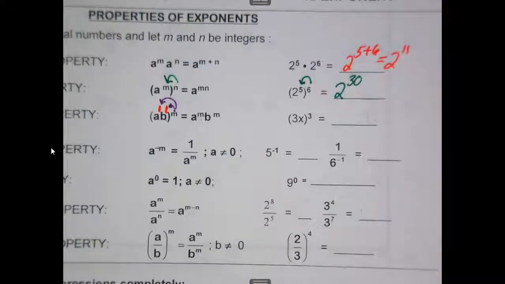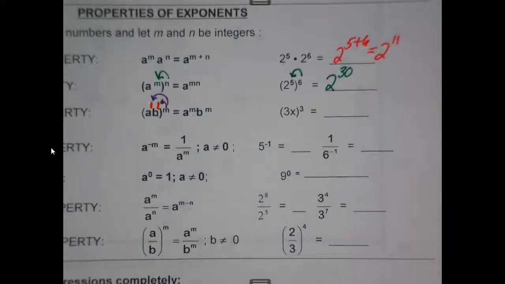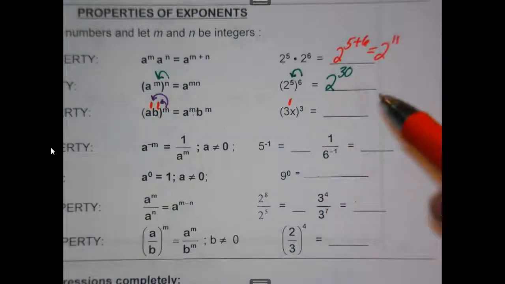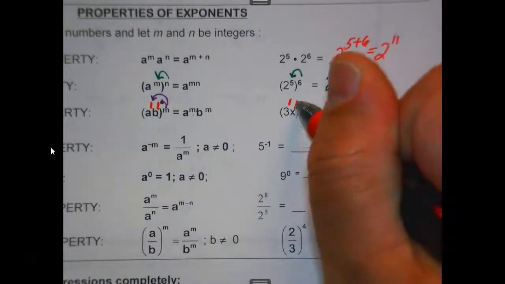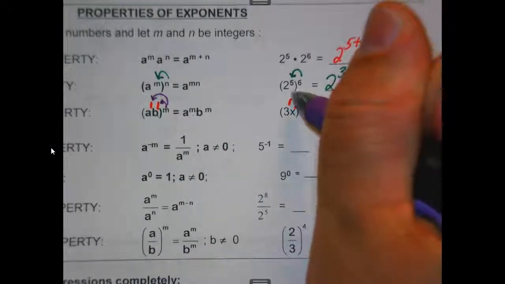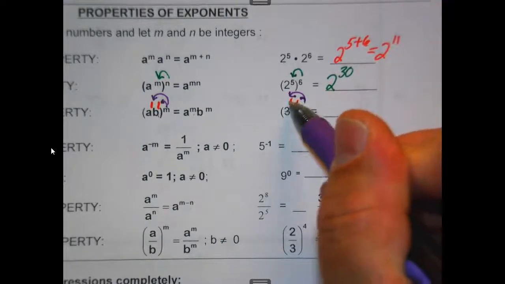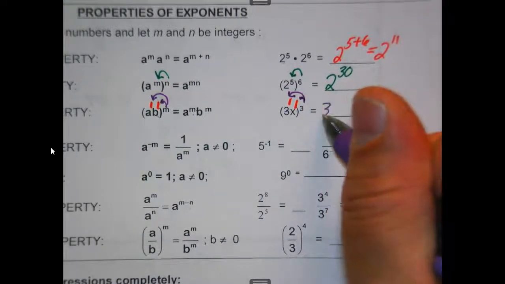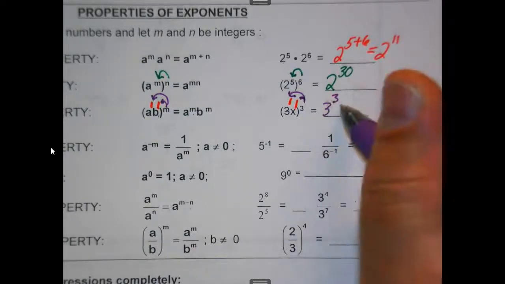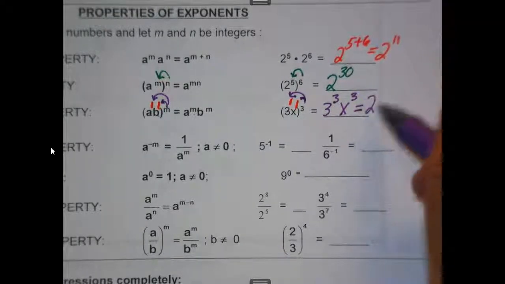For example, if I have 3x, which has an exponent of what? 1. The x has an exponent of 1. So I'm going to have to multiply each exponent by 3. 3 to the 1 times 3 is 3 cubed. X to the 1 times 3 is x cubed. If you want to multiply it out, have at it.